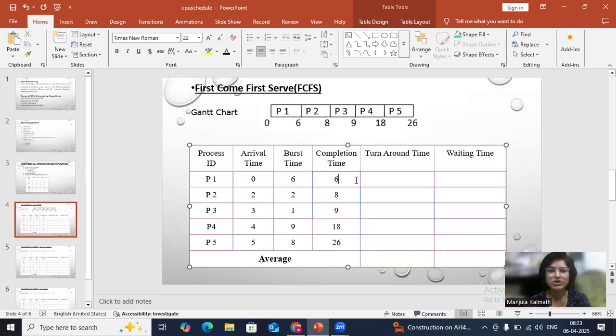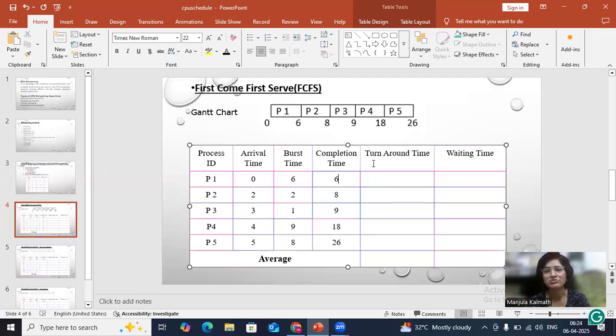Now you can notice the burst time as well as the completion time. For P1 it is 6 and 6, so it is not waiting at all. P2 is completed at unit 8, but the time required for P2 is only 2 units. It waits up to 6 units until the previous process completes. This difference is calculated in the turnaround time.